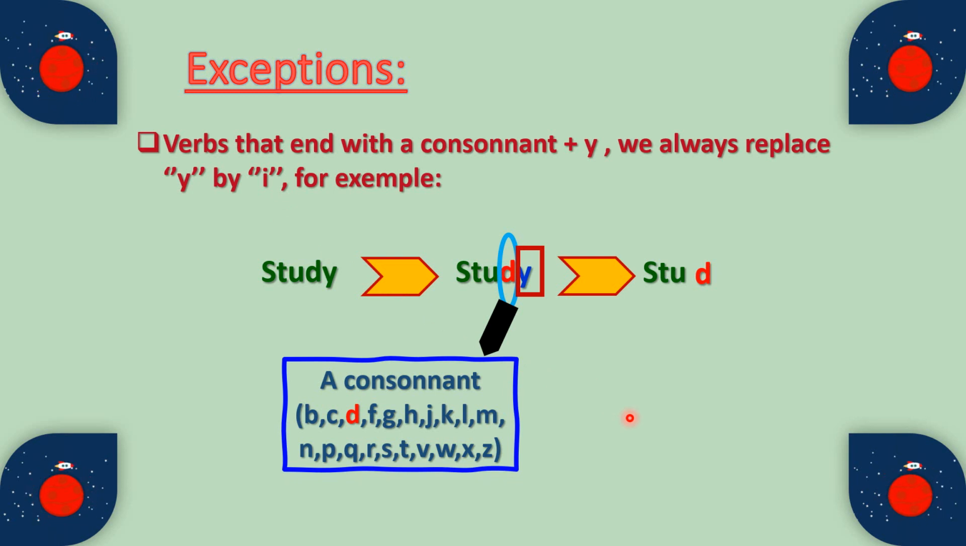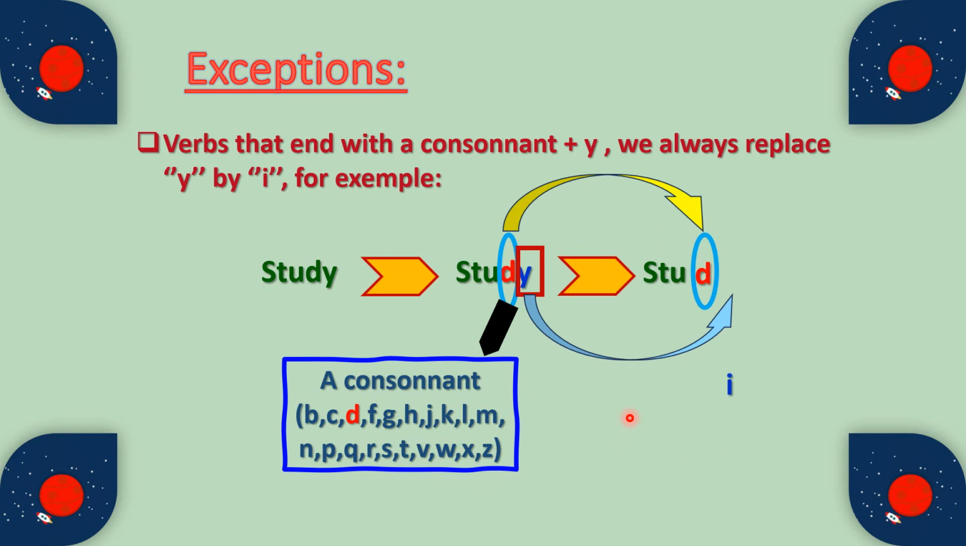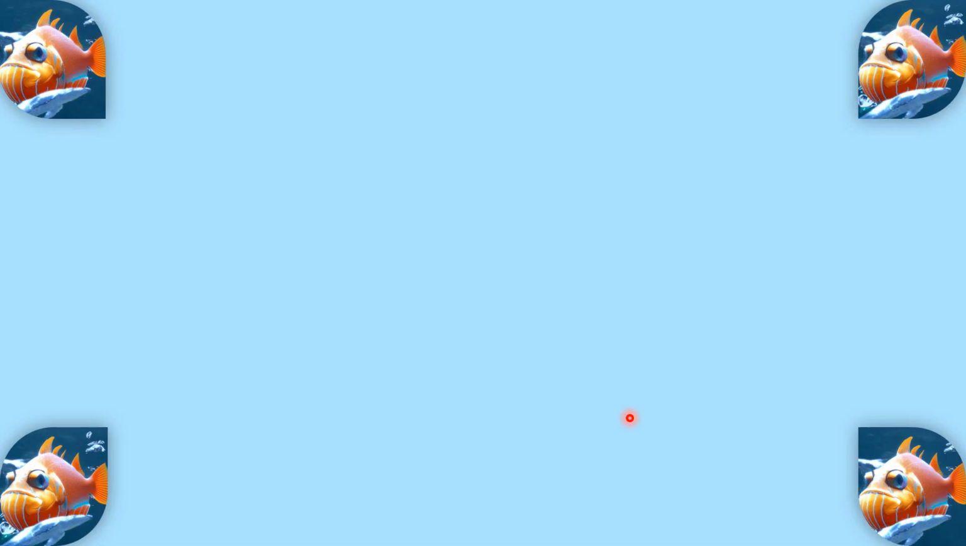Can you give me the answer? Yes, D with D, and Y becomes I. And we add the suffix ed to the end of the verb. Yes, and the form is studied.